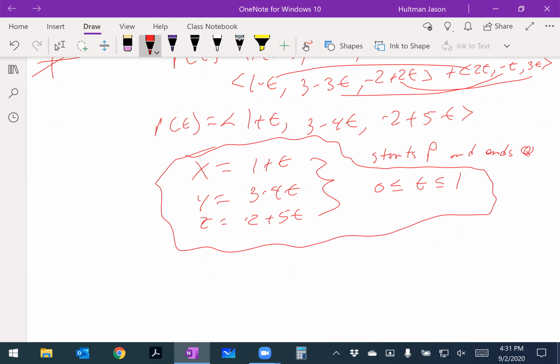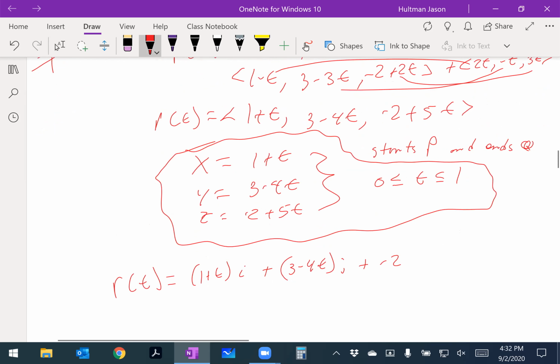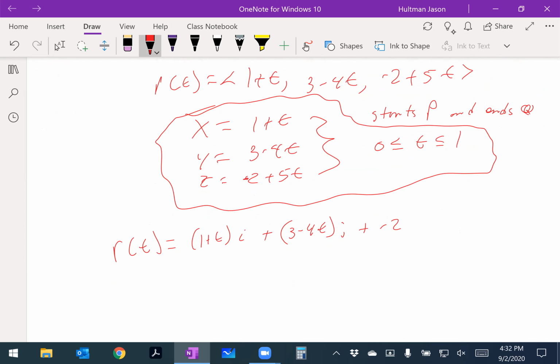I could write that in standard basis form too if I wanted to. r of t is equal to 1 plus t i, plus 3 minus 4t j, plus negative 2 plus 5t k.